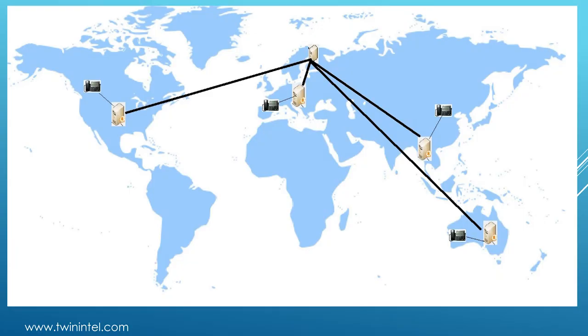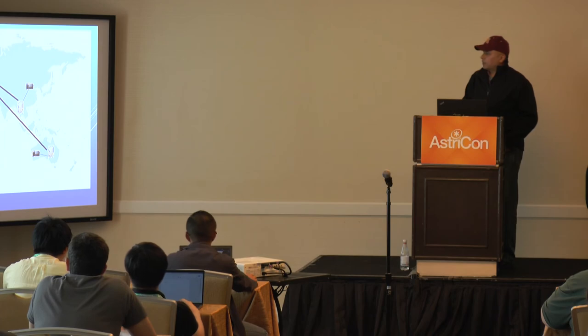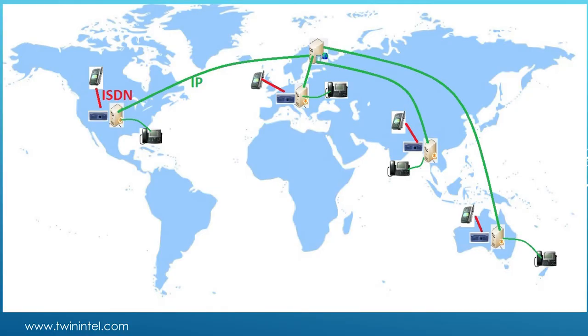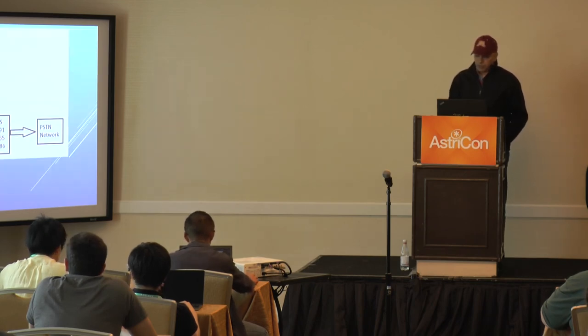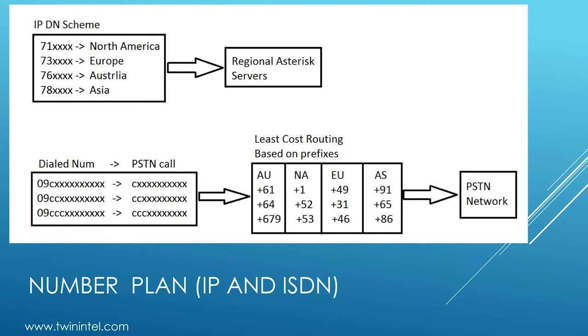So this is a very simplified diagram of their location, North America basically, and they have a number of servers there, with a gateway implemented in the four locations they had. They wanted to do least cost routing. That wasn't a big issue, we've done that before, so that could have been easily addressed. But the new thing that we did was this number plan.